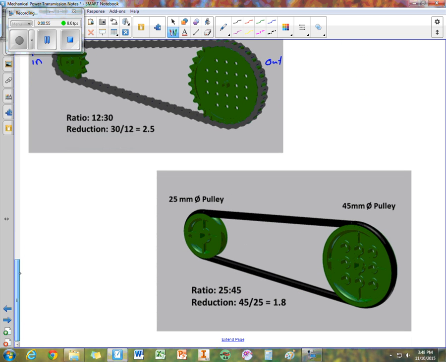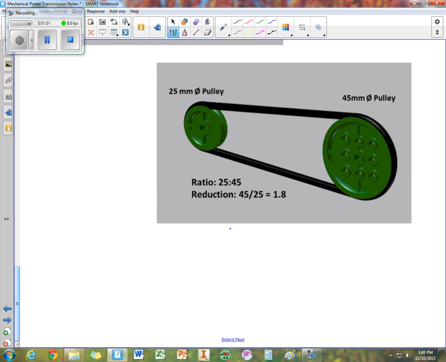Pulleys, well, pulleys don't have any teeth. So instead, use their diameters. So let's say that this is our input and our output. The mechanical advantage would equal 45 millimeters divided by 25 millimeters, which equals 1.8.